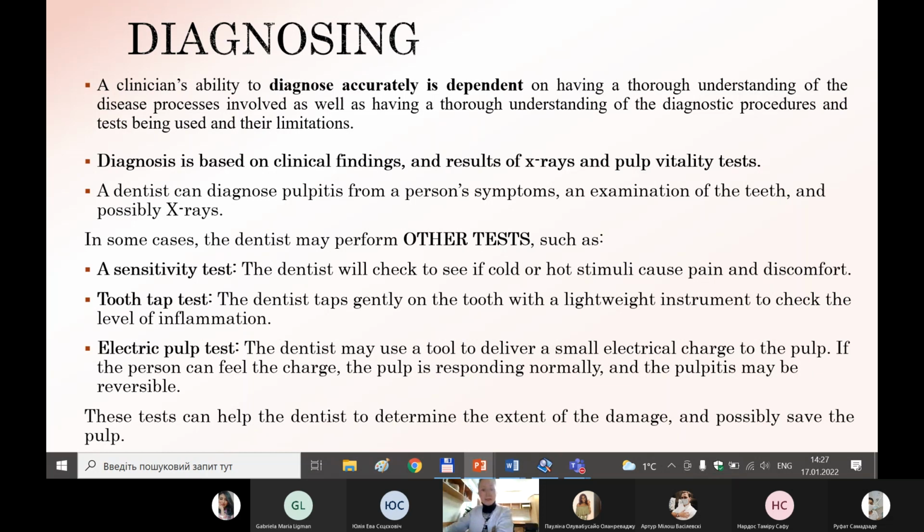So sensitivity test, tooth tap test. The dentist taps gently on the tooth with a lightweight instrument to check the level of inflammation. Electric pulp test. The dentist may use a tool to deliver a small electrical charge to the pulp. If the person can feel the charge, the pulp is responding normally and the pulpitis may be reversible. So these tests can help the dentist to determine the extent of the damage and possibly save the pulp.